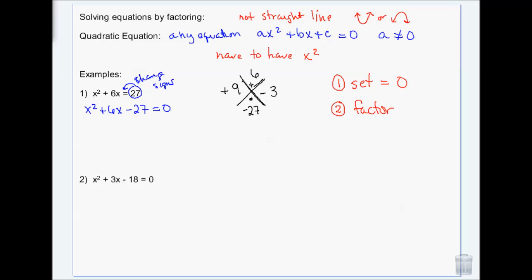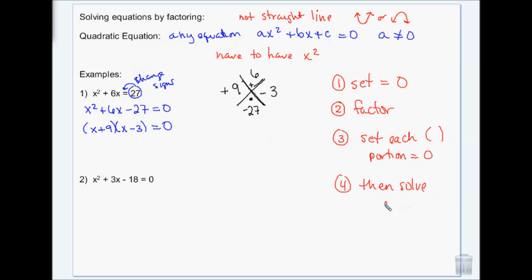So this factors to x plus 9 times x minus 3 equals 0. Once I factored, I set each parenthesis portion equal to 0, and then I solve. Okay, so I don't keep it in the parentheses. I just say x plus 9 equals 0, x minus 3 equals 0.